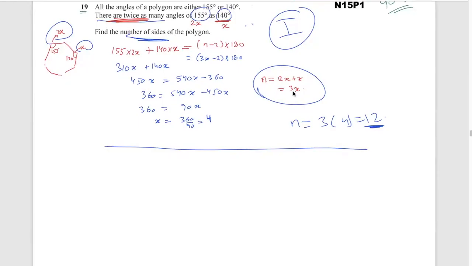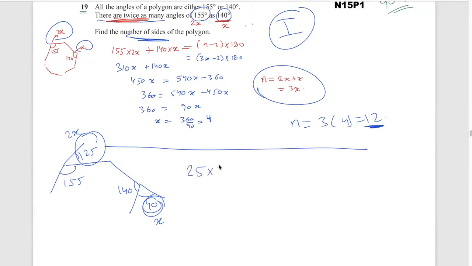Welcome. Okay, if we go through the exterior section, this is what we thought. We had this in our mind that 155s and 140s somewhere. So if we just draw the exterior angles, this would be 40. And on this side, 180 minus 155 is 25. And we have double of these, and we have one of these. So I may say that the sum of exterior angles would be this 25 times 2x plus 40 times x.